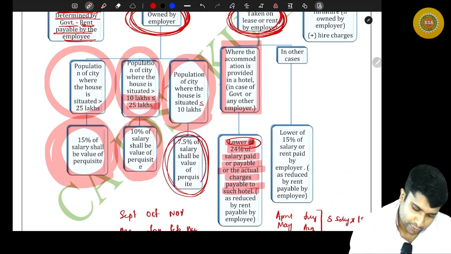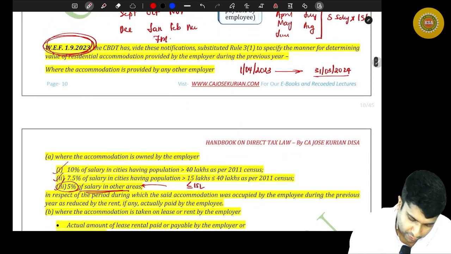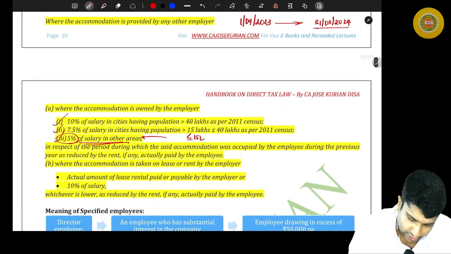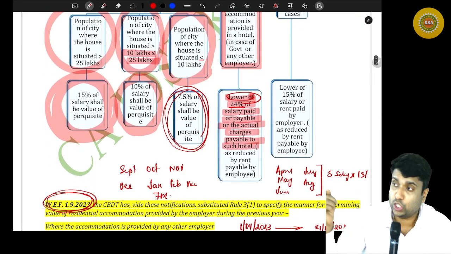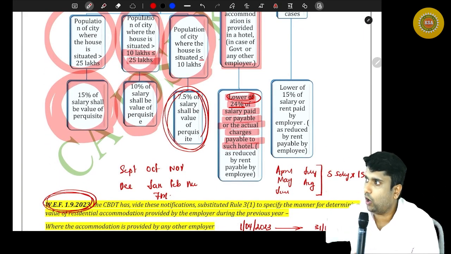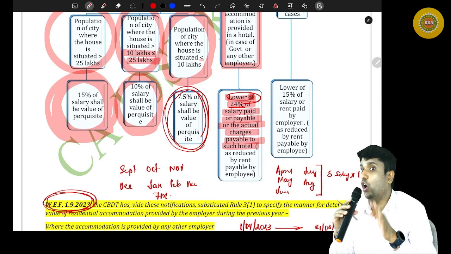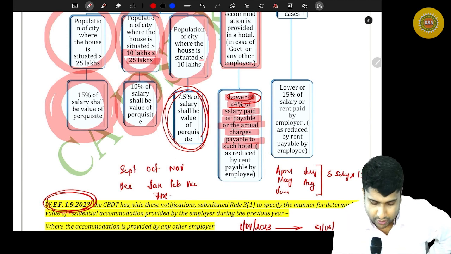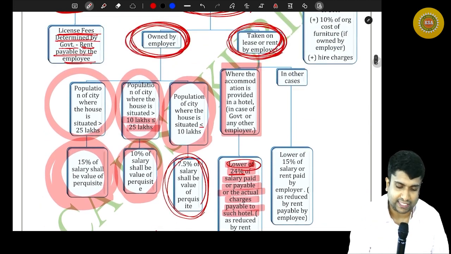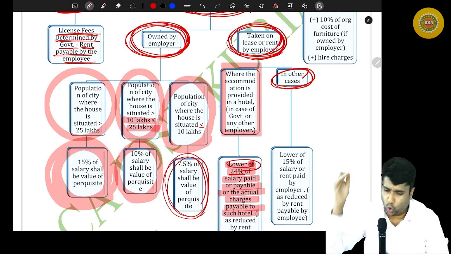So whether you are staying in a hotel before 1st September or after 1st September, there is absolutely no change in this particular thing. It will always be either 24% of the salary or actual hotel bill, whichever is lower, for a year. Are you with me? Now, how do you value the perquisite in other cases? What do you mean by other cases? Other rented house. If it is a proper home, then how do you value?